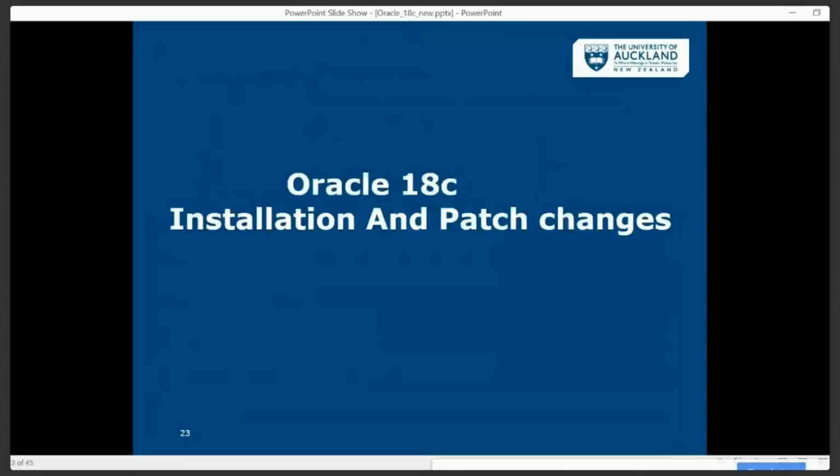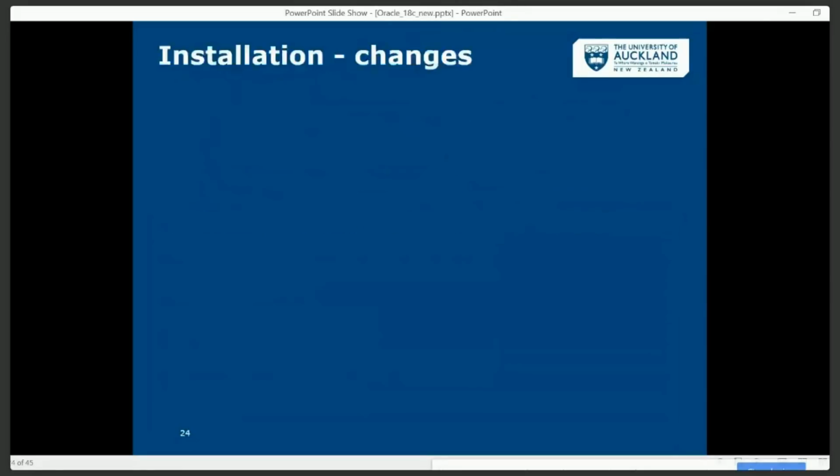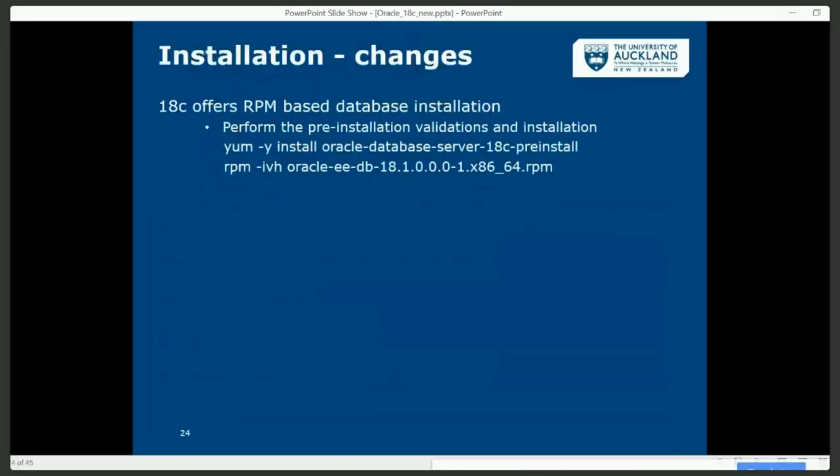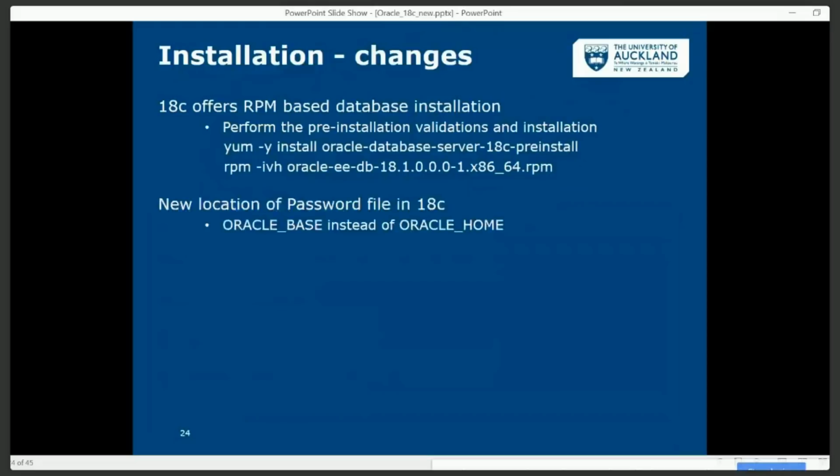And the next part is what is new in installation and patching. Installation changes: 18C offers an RPM-based installation. Very useful. You can do the pre-installation validation, and the installation itself is from the RPM. This slide is self-explanatory, so you can run the pre-installation and then install 18C from the RPM. Another big change is the location of the password file in 18C. Before that, it was always in Oracle Home, but from 18C onwards, the password file is placed under Oracle Base.